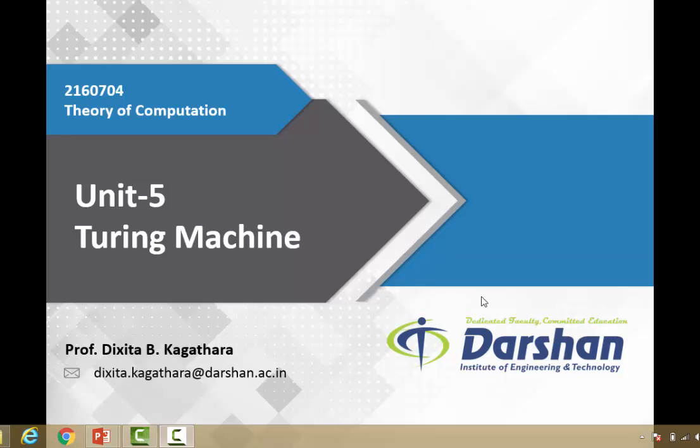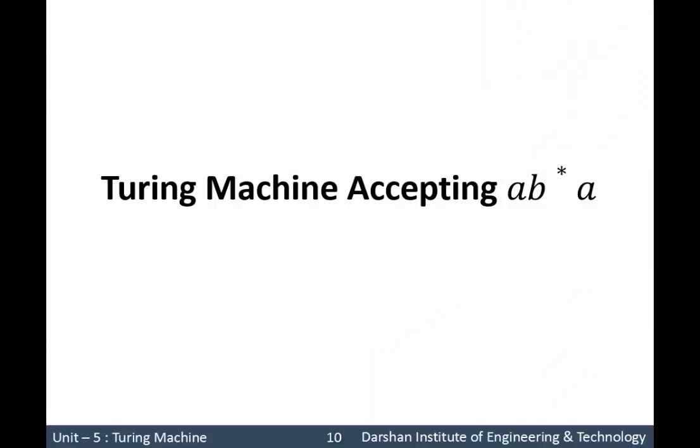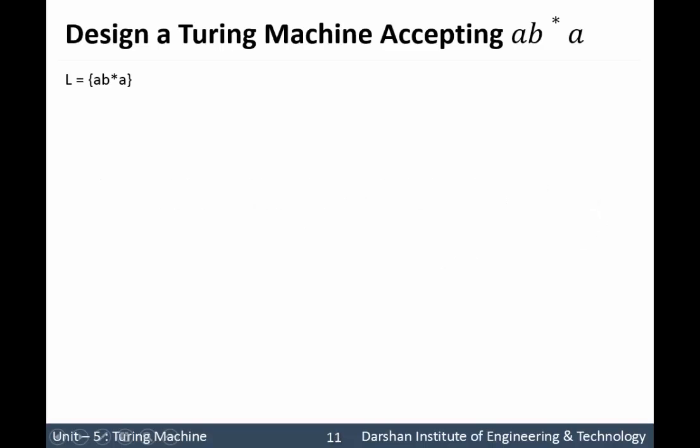Hello everyone. In the previous lecture, we have seen the introduction of Turing machine. Now in this lecture, we will discuss how to design the Turing machine. So let us start with a very basic example of Turing machine which accepts the language a b* a. So given language L is a b* a.